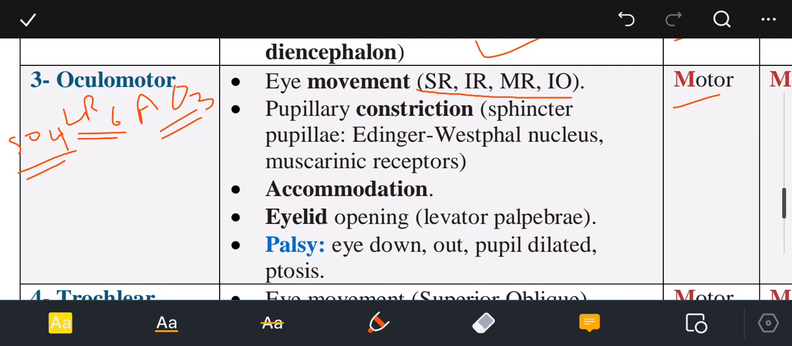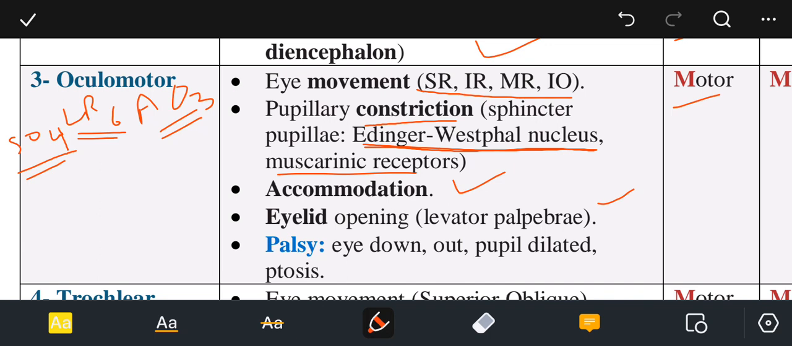The oculomotor nerve is also responsible for pupillary constriction because it carries the parasympathetic fibers coming from the Edinger-Westphal nucleus. These parasympathetic fibers are going to supply the sphincter pupillae, and they act on the muscarinic receptors. The oculomotor nerve is also going to help in accommodation, and eyelid opening by the levator palpebrae.